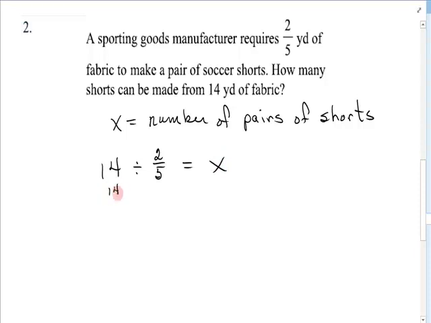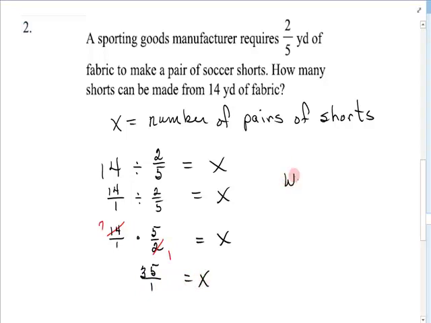So 14/1 divided by 2/5 is our X. Keep 14/1, change to multiplication, write 5/2 as the second one. 2 goes into itself once, 2 goes into 14 7 times. 7 times 5 is 35, and that's over 1. So I will say we can make 35 pairs of shorts.